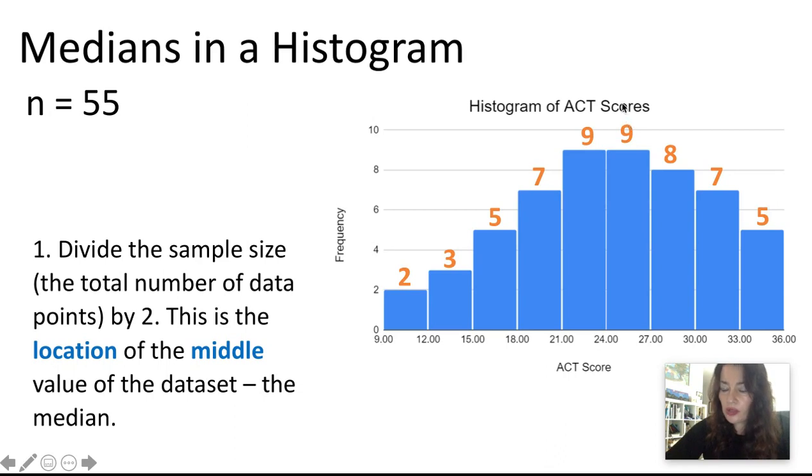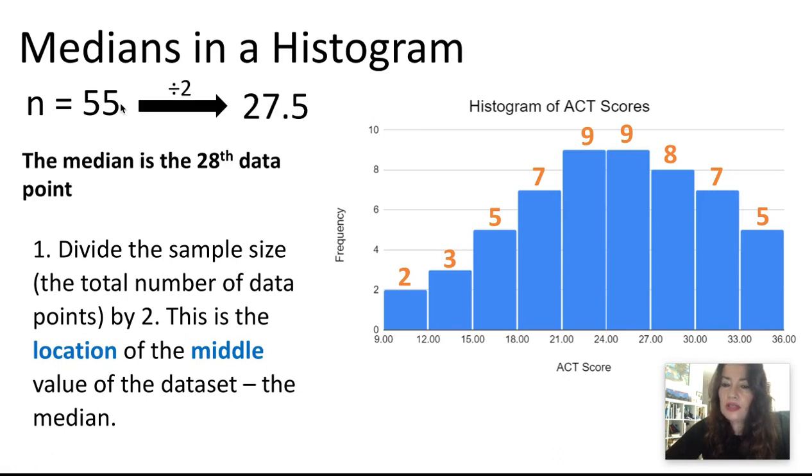You want to know which is the score in the middle. The easiest is to just add 1. So 55 plus 1, anytime it's odd, just add 1 and divide by 2. And if it's even, just divide by 2. So 55 plus 1 is 56, and 56 divided by 2 is 28. So let's go ahead and find the 28th item.